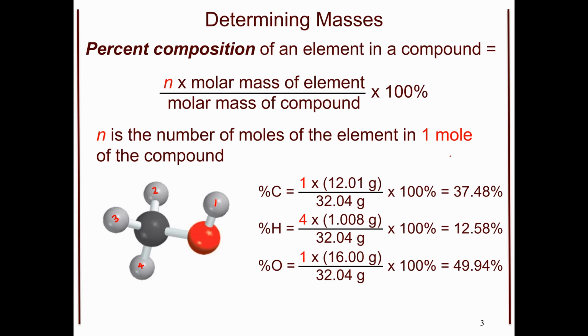So then the nice thing is we can look at our oxygen, which is colored in red. You will see that I have 1 at 16 grams. Divide that by 32.04, and you'll see that almost 50% of my mass of methanol comes from 1 atom when dealing with our oxygen. The nice part about all of this is that our percentages should add up to 100%.